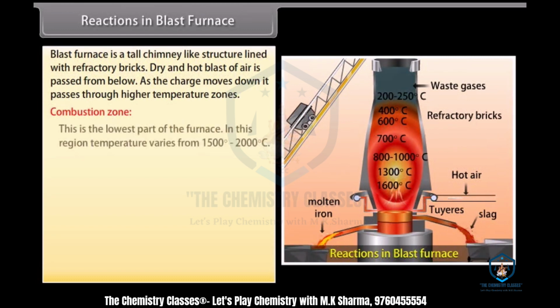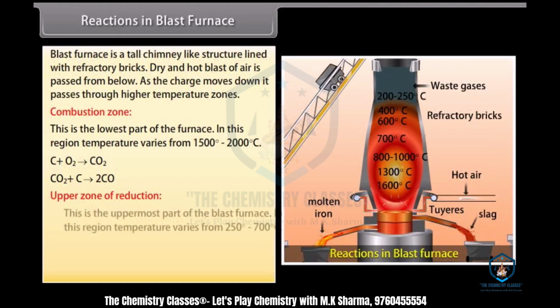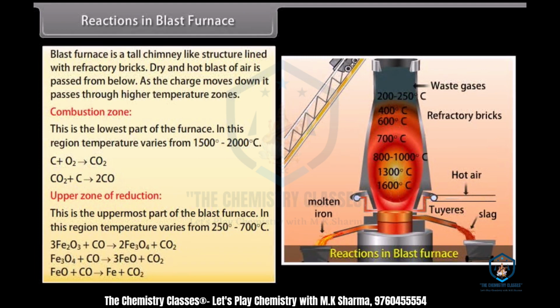Combustion zone. This is the lowest part of the furnace. Here, coke burns in the hot blast of air. In this region, temperature varies from 1500 to 2000 degrees Celsius. Carbon dioxide rises upwards and meets with red-hot coke. Upper zone of reduction. This is the uppermost part of the blast furnace. In this region, temperature varies from 250 to 700 degrees Celsius. Here, carbon monoxide reduces oxides of iron into spongy iron.